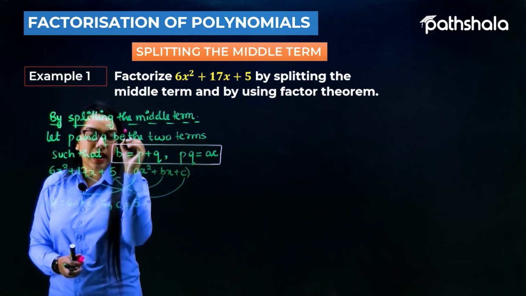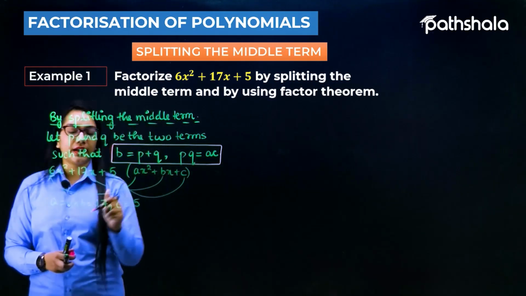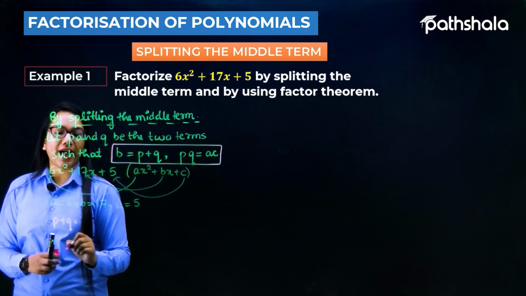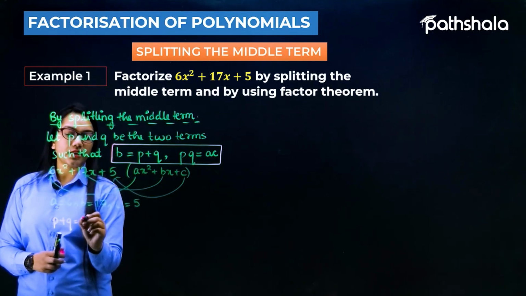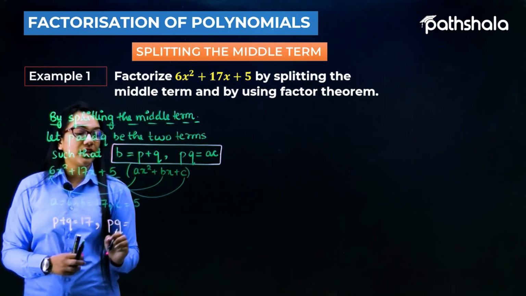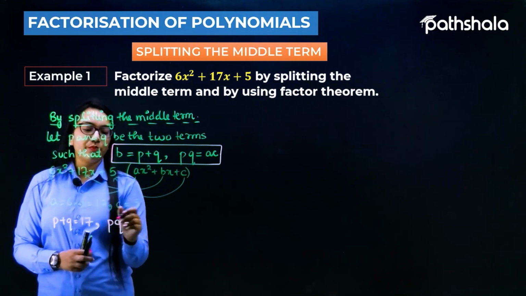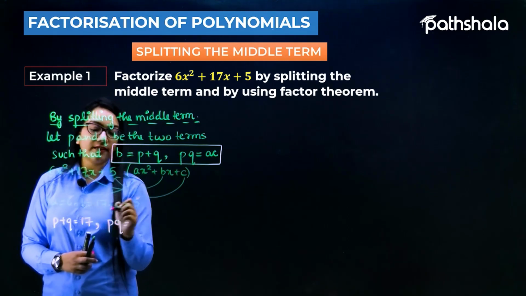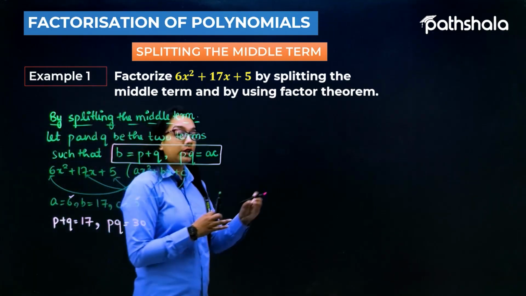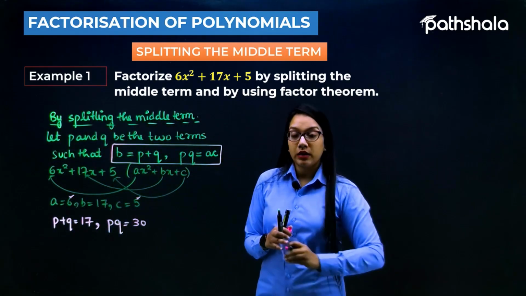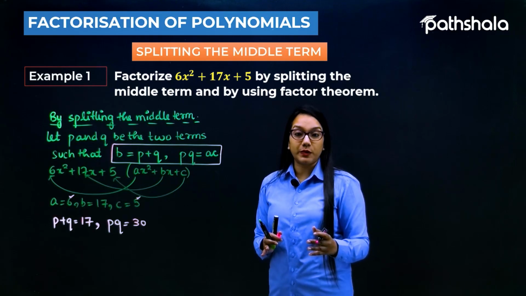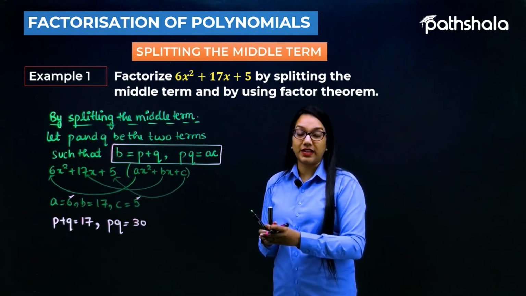We can deduce that B is equal to P plus Q. So P plus Q is equal to B, and the value of B is nothing but 17. P into Q is equal to AC. A is 6 and C is 5, so 6 into 5 is nothing but 30. Now let's talk about the two terms by using the hit and trial method. We have to find the two terms in such a way that P plus Q should be equal to 17 and P into Q is equal to 30.